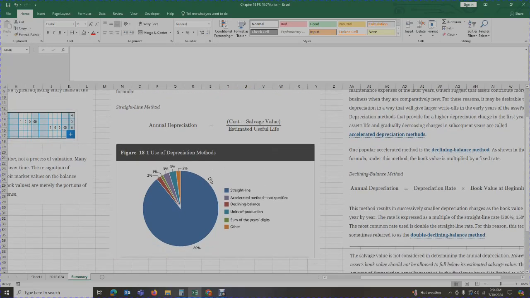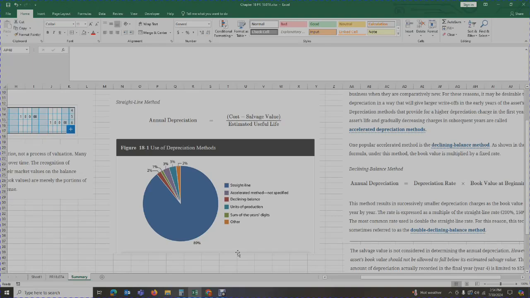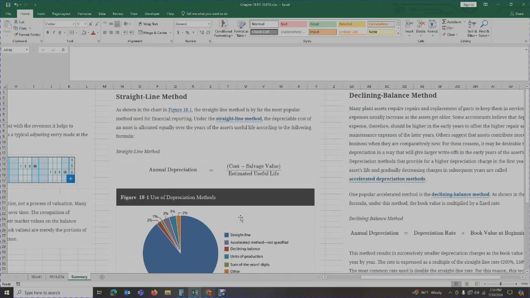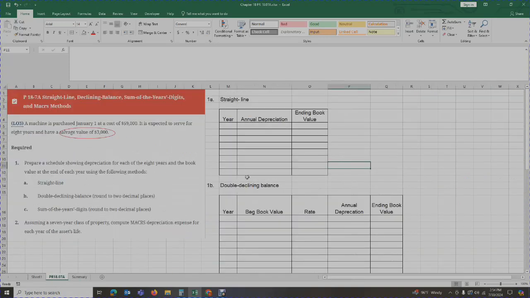From figure 18.1, we can see a variety of ways that we can calculate depreciation. 89% of the organizations use the straight line method. Okay, very simple to do. So let's go ahead and apply this method to the problem. We've got 8 years to worry about, so let's fill that in with the 8.